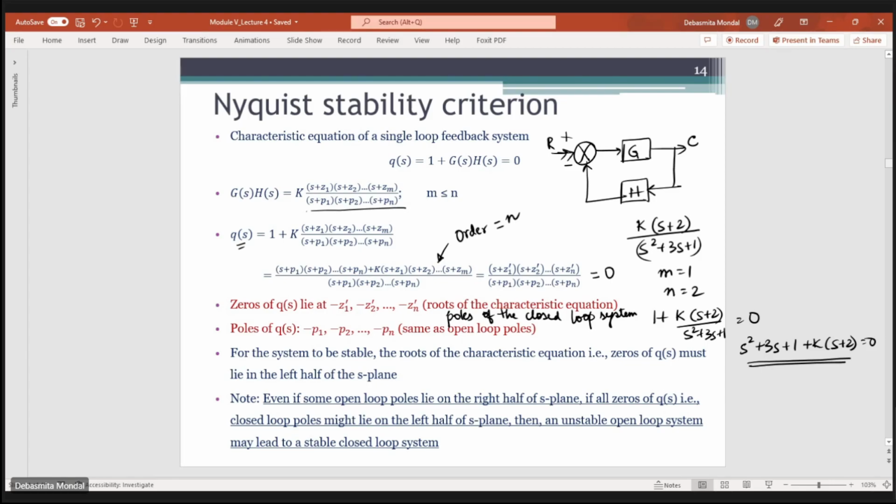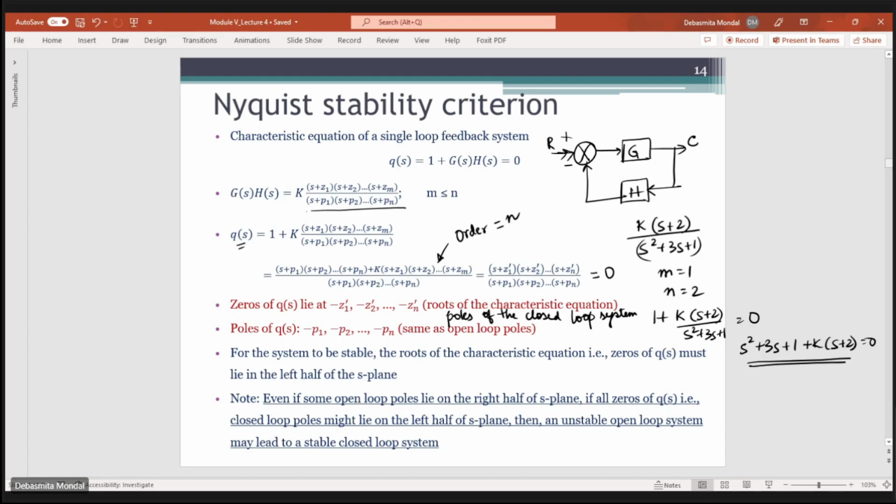Now, in order to have a stable system, what we need is that the roots of the characteristic equation should all lie in the left half of the S-plane, right? The roots of the characteristic equation are nothing but the zeros of Qs. So for a system to be stable, the zeros of Qs must lie in the left half of the S-plane.